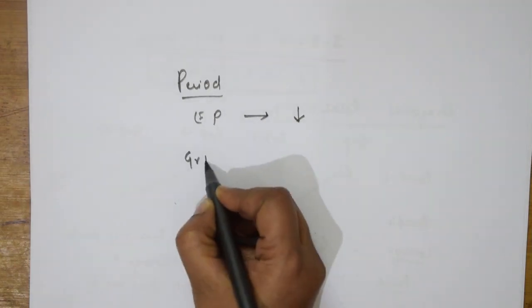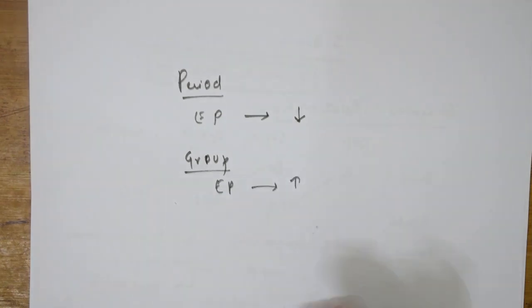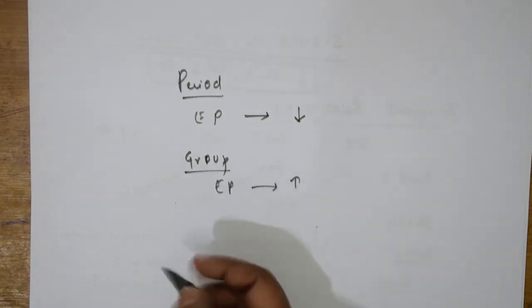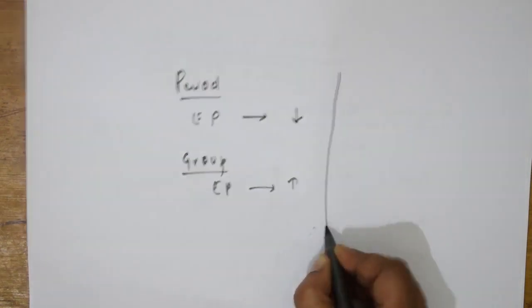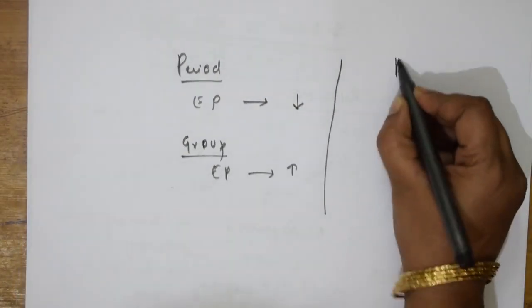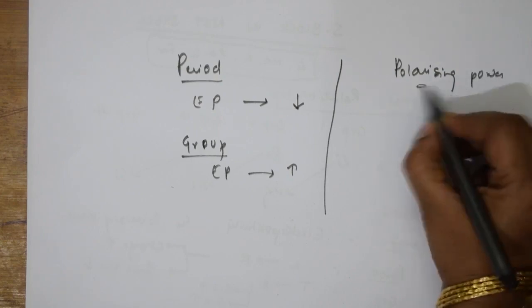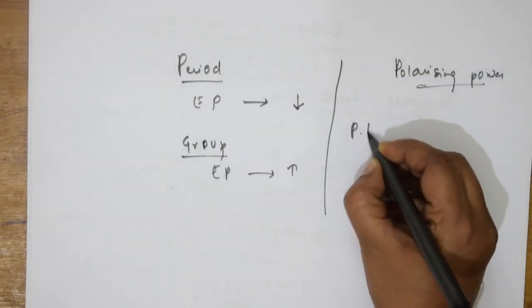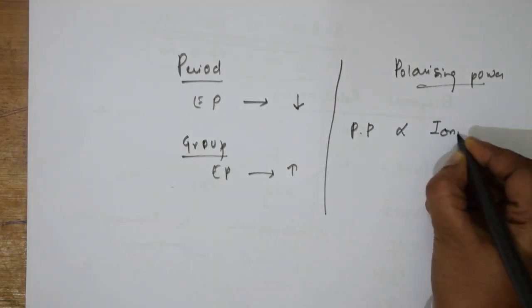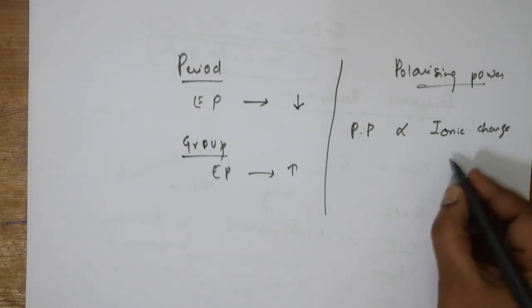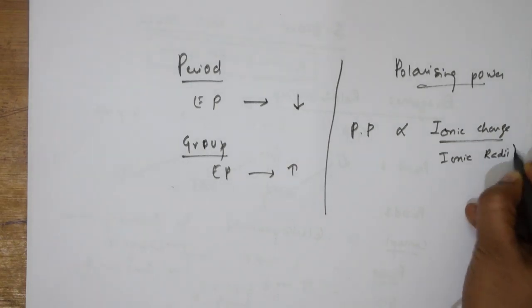When I speak in terms of a group, electropositivity increases. I already gave the reason why. So this is in terms of electropositivity. Now if I have to speak in terms of polarizing power, remember this concept. Polarizing power, I'm writing in terms of PP. It is directly related to ionic charge. This is the first concept which you should remember, and it is inversely related to ionic radii. Remember this concept and square of it.